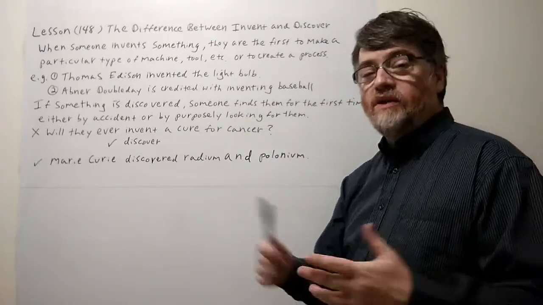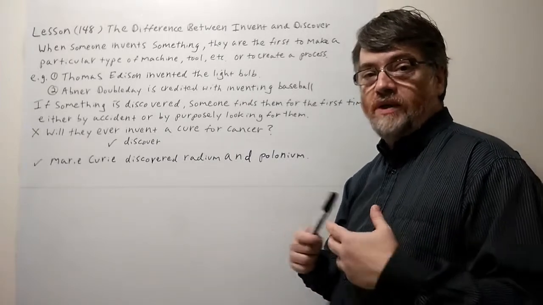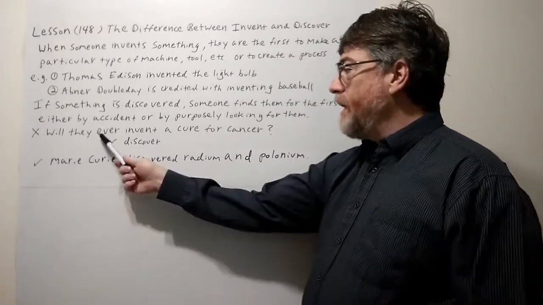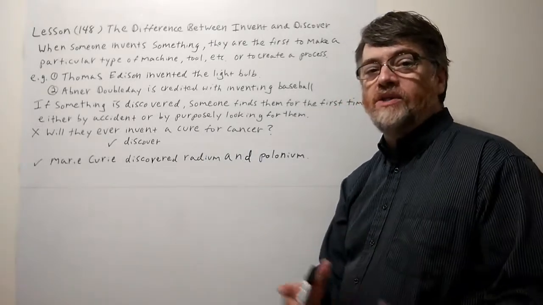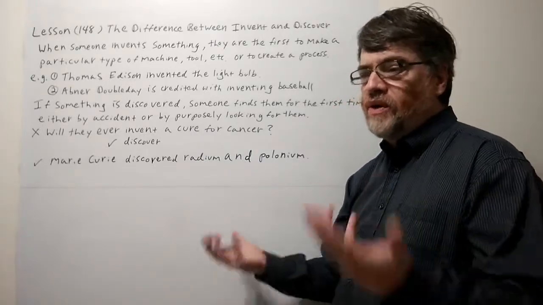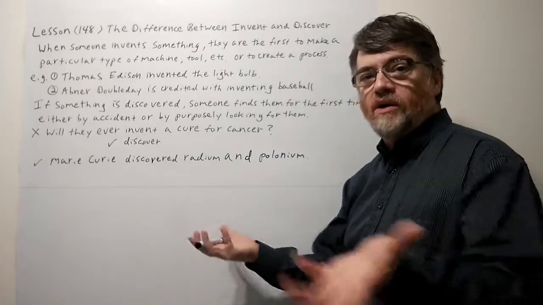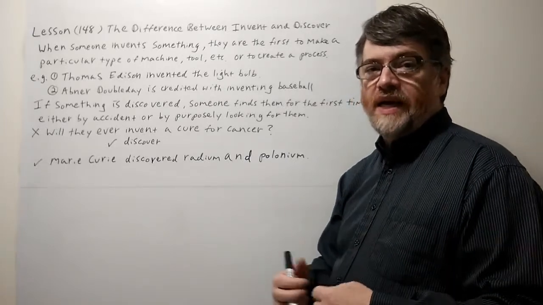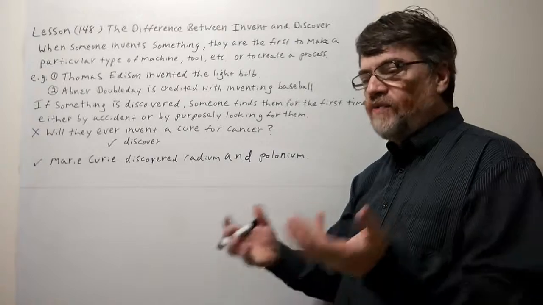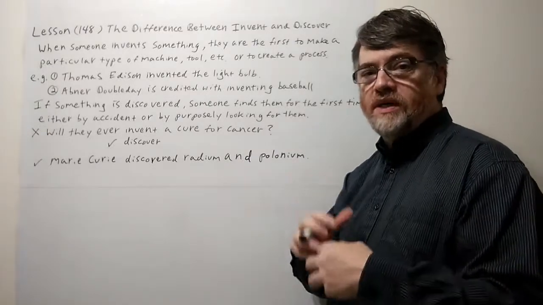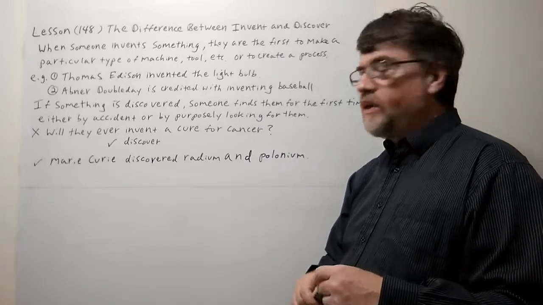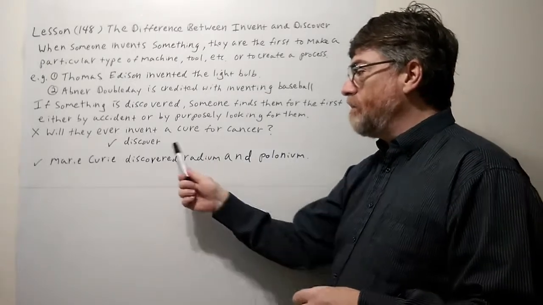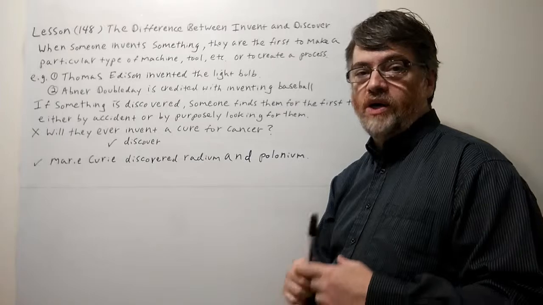So let's look at the first example where somebody might use it incorrectly. Will they ever invent a cure for cancer? You shouldn't say invent here. You should say discover, because more than likely it's going to be some sort of an herb or something like that. You're not inventing a machine. You're finding some sort of a mixture or a substance that would probably lead to the cure of cancer. So you wouldn't say to invent a cure, you would say to discover a cure.